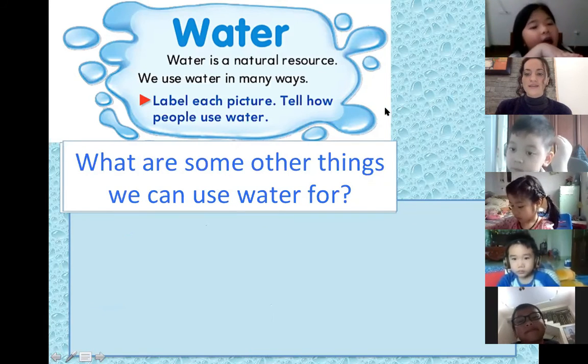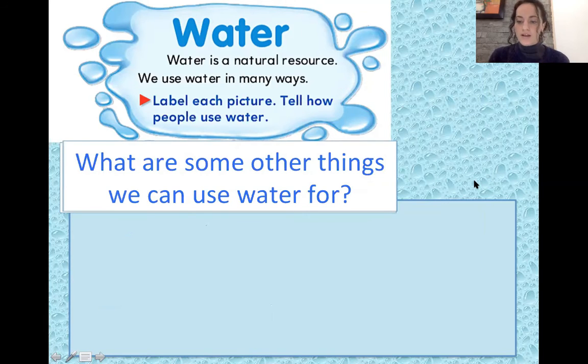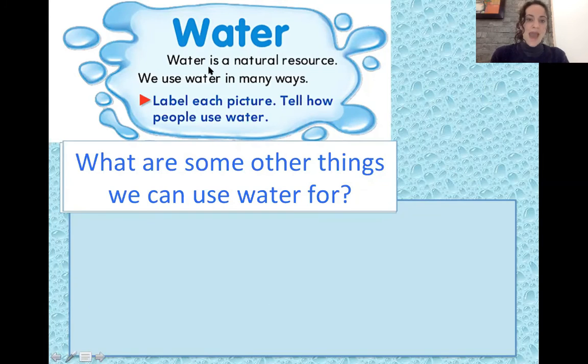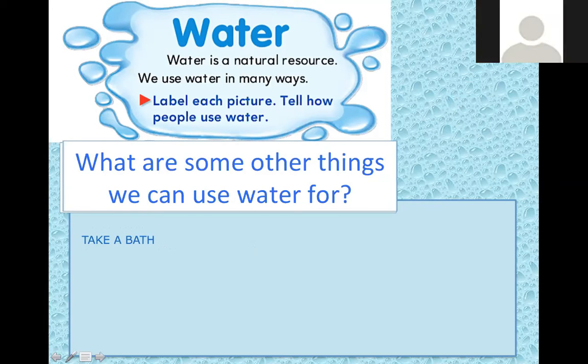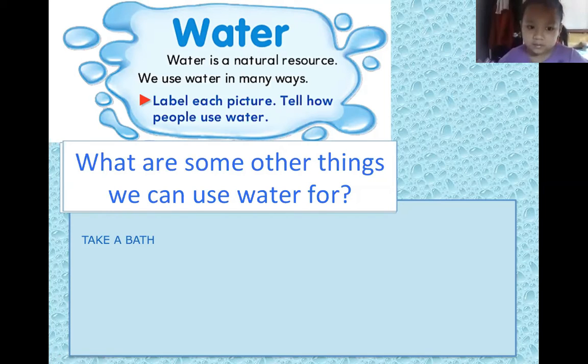What are some other things we can use water for? Moon, what are some other things that we can use water for? You can take a bath with water. Excellent. Take a bath. Good job, Moon. Blue Moon, what else can we use water for? I'll come back to him in a moment. How about Sophia? Good morning, Sophia. Good morning, Miss Miranda. What are some other things we can use water for, Sophia?